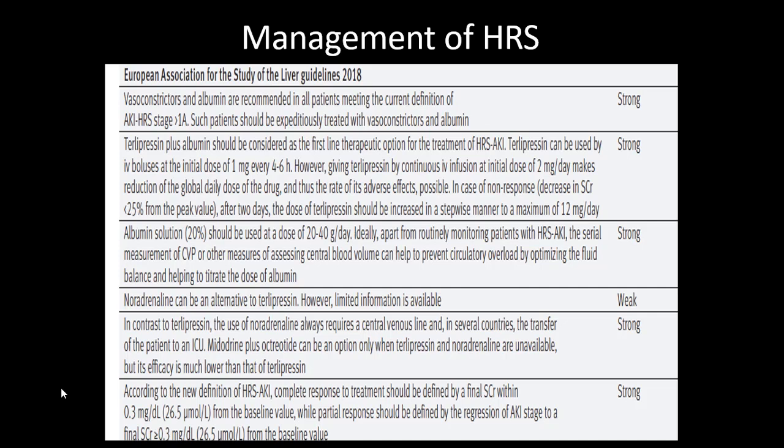Albumin solution of 20% should be used in the dose of 20 to 40 grams per day. And noradrenaline can be used as an alternative to terlipressin, but the evidence is limited, so it is a weak recommendation, others are strong. In contrast to terlipressin, use of noradrenaline always requires a central line, and in several countries transfer to ICU, like in our setup. So although there is a major difference between the cost of noradrenaline and terlipressin, what the guideline says is that since you have to give noradrenaline by central line, ultimately the cost comes out to be the same.